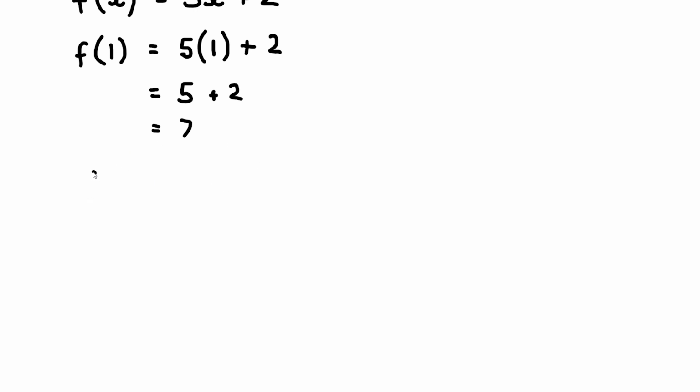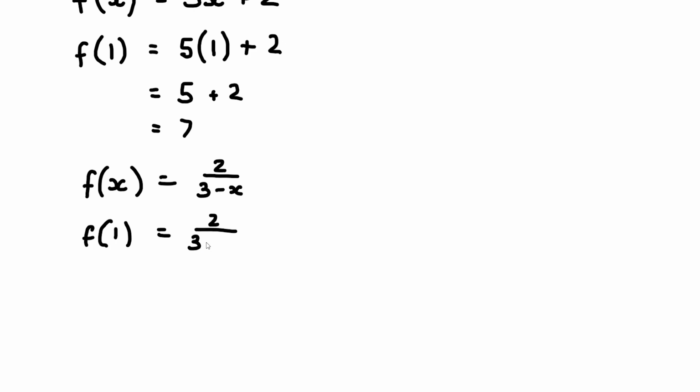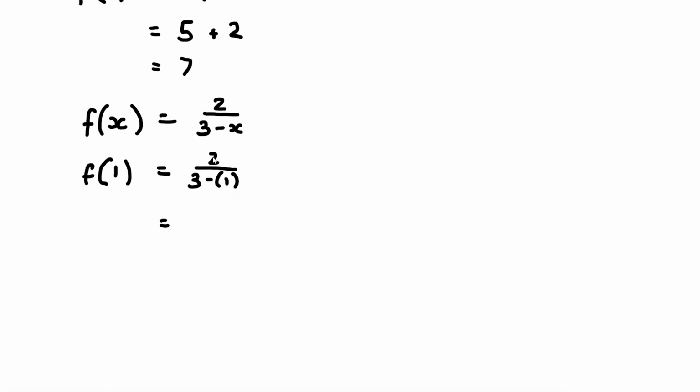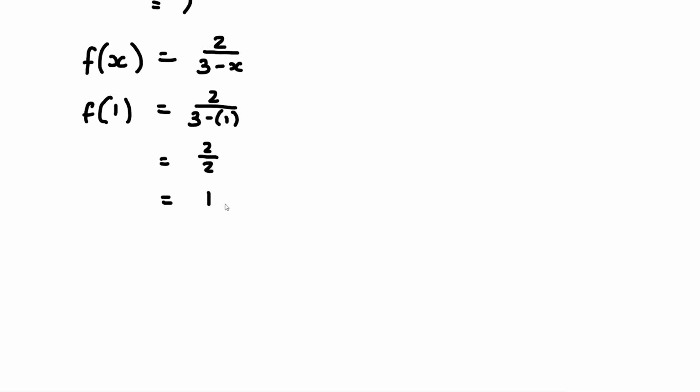Well, not necessarily. Let's say you had f of x equals 2 over 3 minus x. Let's say you sub in 1 for x again. Well, you'd have 2 over 3 minus 1, which is just 2 over 2, which will give you 1, right? So that works out just fine.